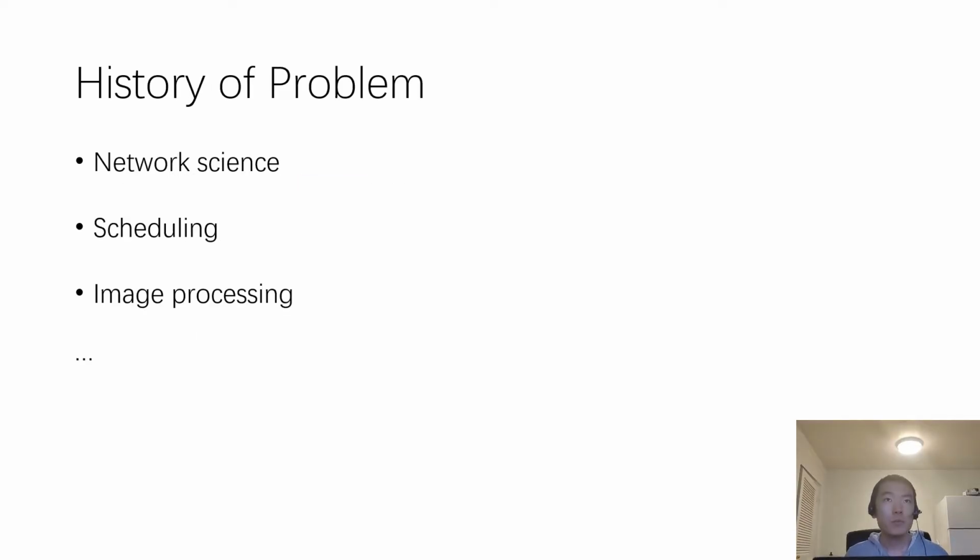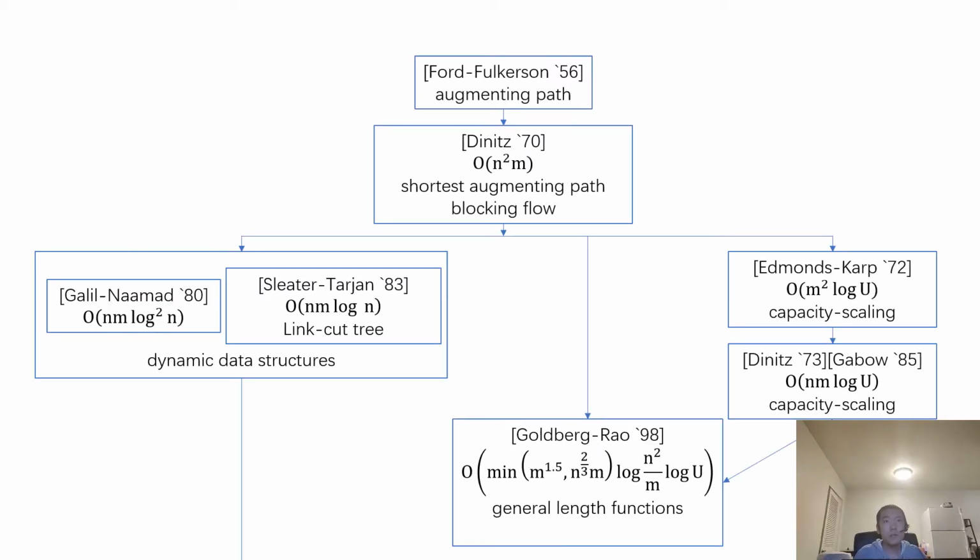And this max flow problem is well studied in the past decades and has numerous applications in scheduling, image processing, network science, and so on. This slide shows the previous combinatorial algorithms on the Maxflow problem, starting from Ford and Fulkerson. So in 1998, Goldberg-Rao had a breakthrough result, and they gave the first combinatorial Maxflow algorithm that runs in about m to the 1.5 time on general graph.